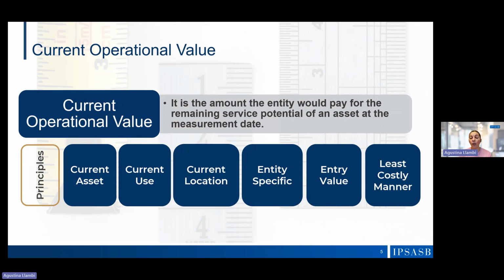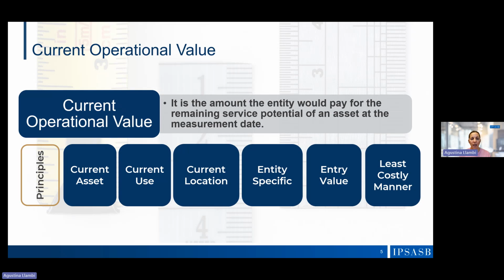When we talk about current use, current operational value looks to determine the current use for that asset. And here what is important to highlight, and this is relevant for the public sector specifically, is that I can use that MRI machine for service potential or for financial capacity, meaning that I might use that MRI machine to generate profits or provide services to my constituents. And that's why it's important to highlight the current usage of it.